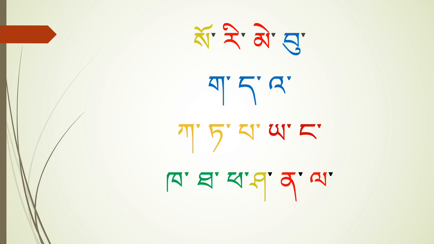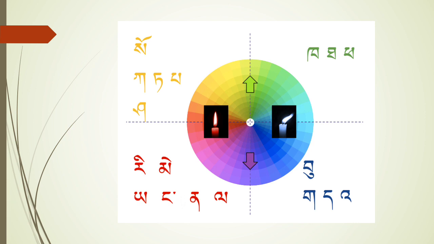So I'll read the last line once again. Kha, tha, pha, sha, na, la. If we place them in this circle that we've used in the previous lesson, that's where they are. So now we've got examples of all the different kinds of letters. You can take your time if you want and pause the video.